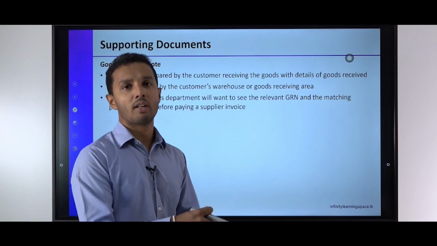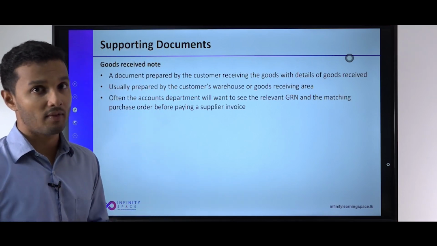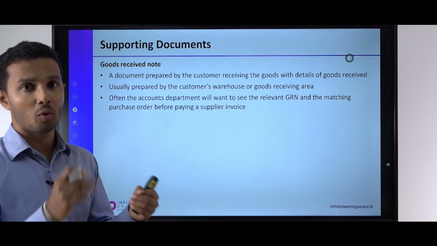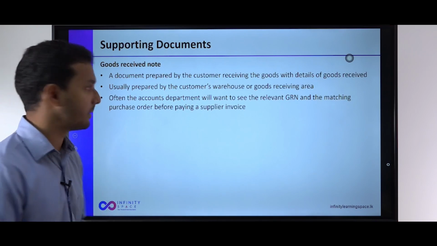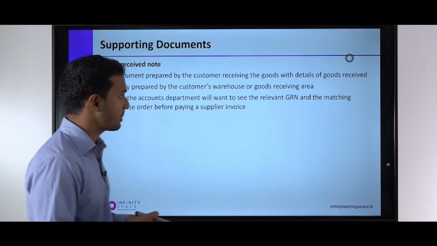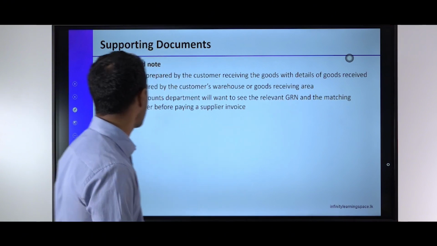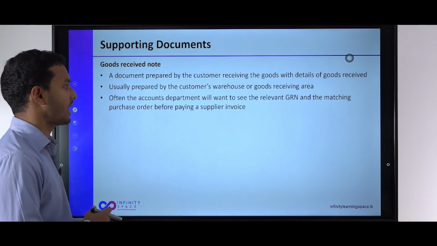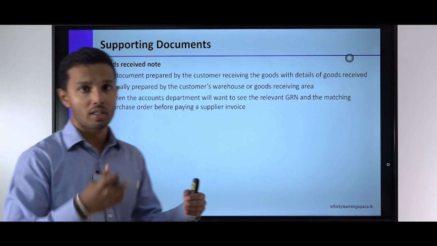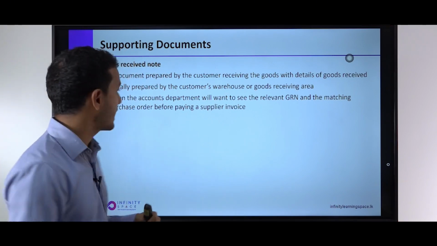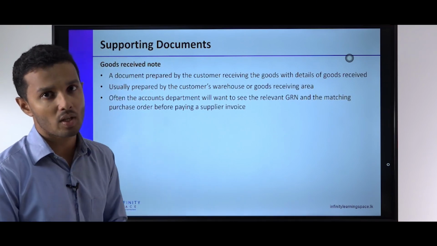So when the goods are delivered to the customer's warehouse, the person in charge, the warehouse manager, will take a document and will write on that the goods actually received by the customer. Often the accounts department will want to see the relevant goods received note (GRN) and the matching purchase order before paying a supplier's invoice. So the customer's accounts department will check the goods received note, what was actually received, against the purchase order, what was ordered, before making a payment to the supplier.